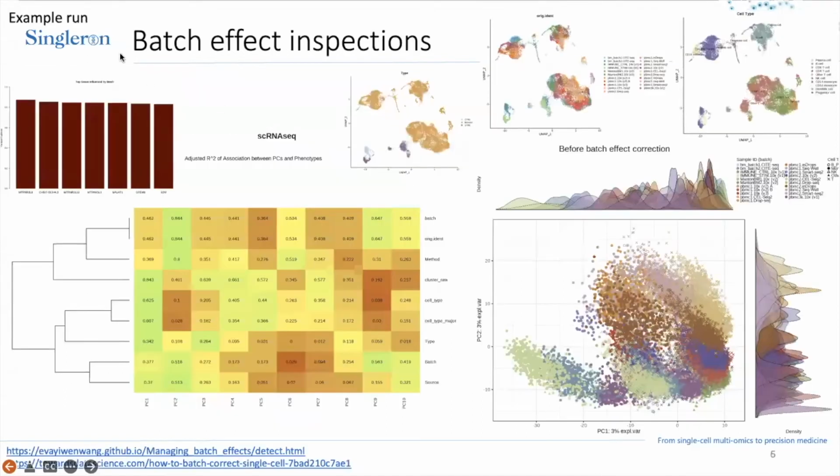So here, before we do any batch correction, this is the batch effect inspection from the raw counts. The first thing to take note of is that we firstly look at the UMAP here on the right side. This shows the original UMAP that was calculated from the top 2,000 highly variable genes.